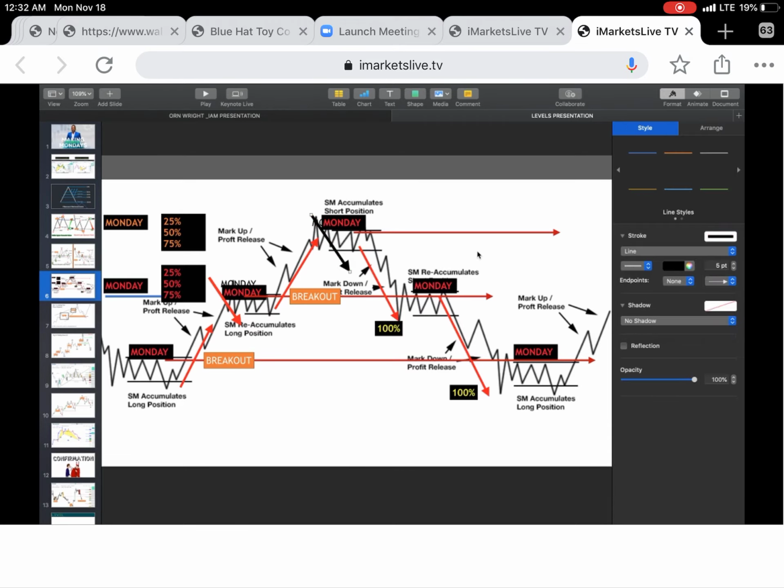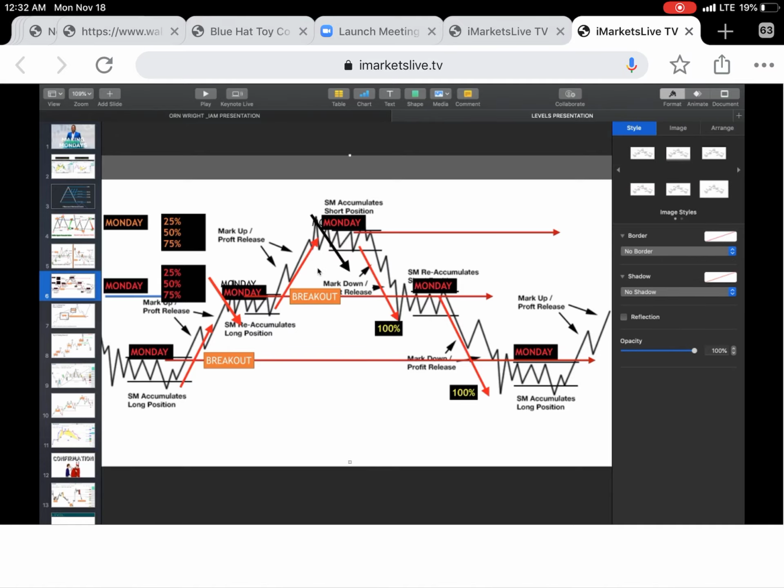I'll put this black. Perfect. Okay. Notice, once we break out of this zone, right over here, we're going to see the same thing. 25, 50, or 70% of the previous Monday, and we can take the trade here. Okay? Now, this is where it gets fun.